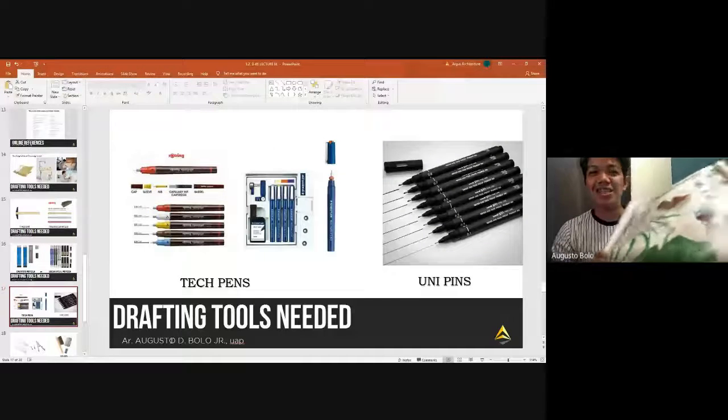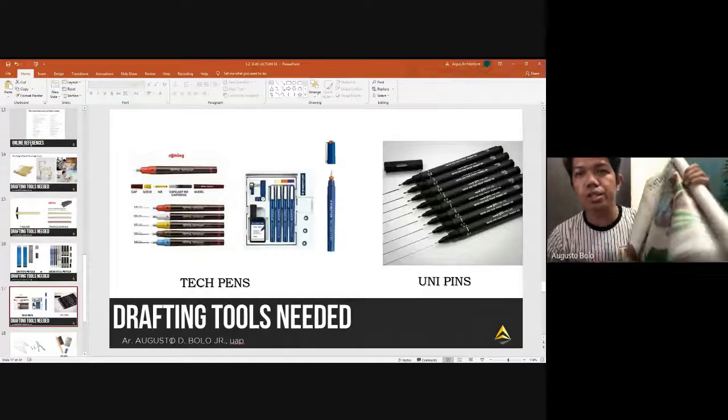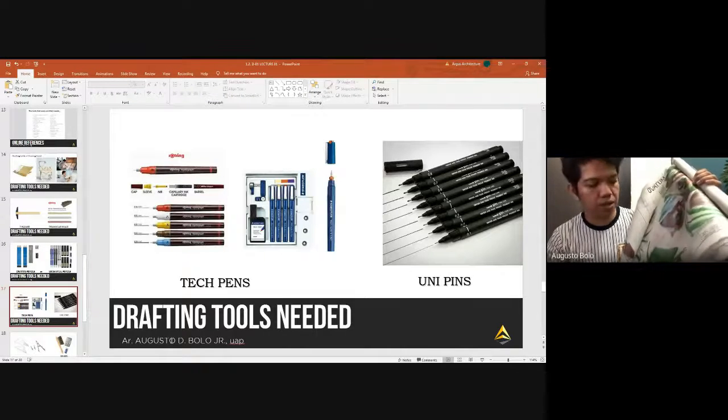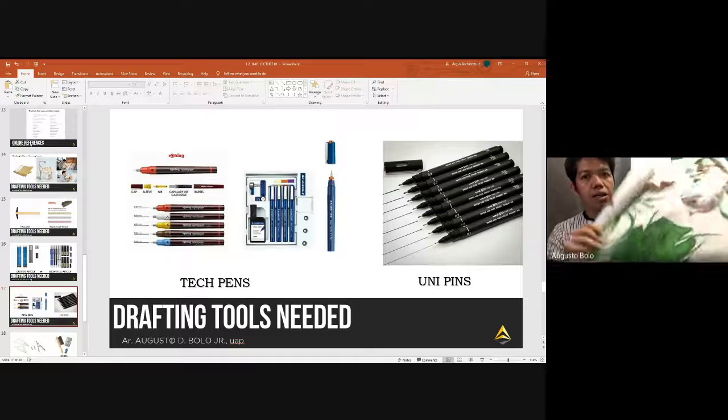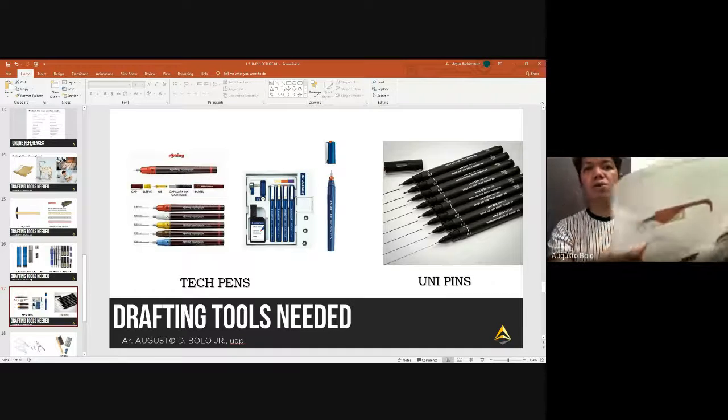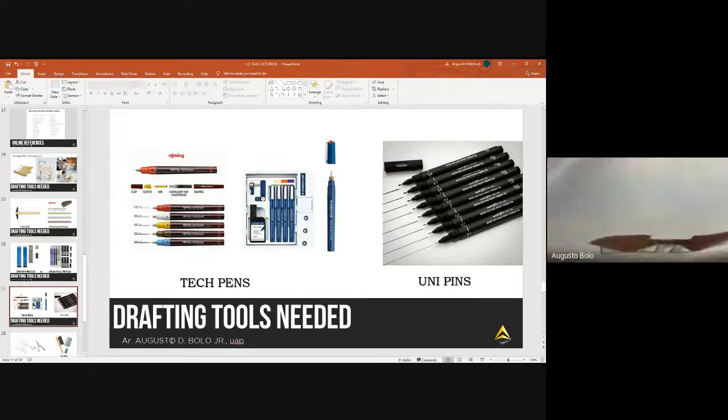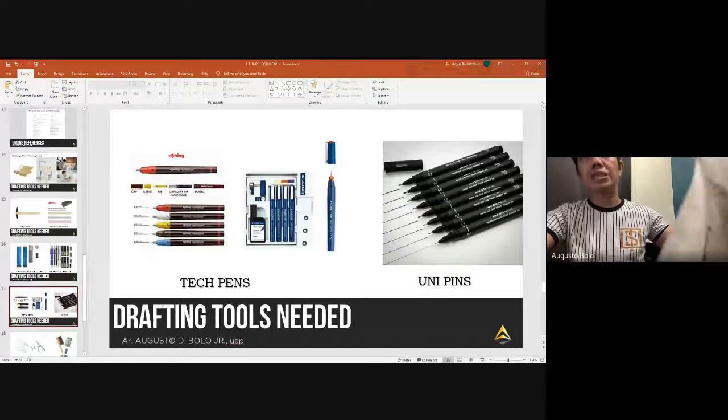Okay, this is a tracing paper. This is an output made by my Design 2 class last semester. What is the difference from normal paper? Definitely, it is a bit transparent. Size is 20 by 30.